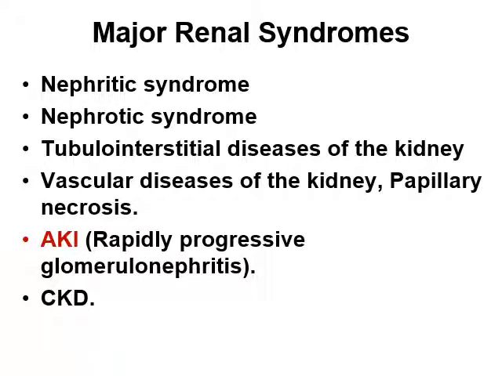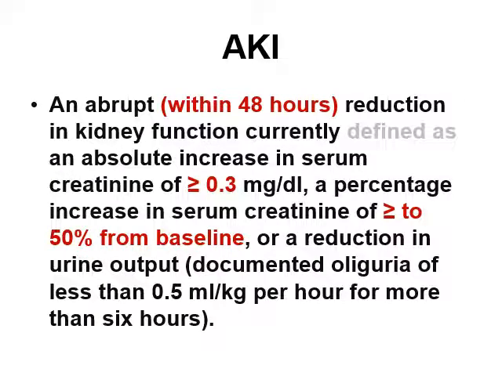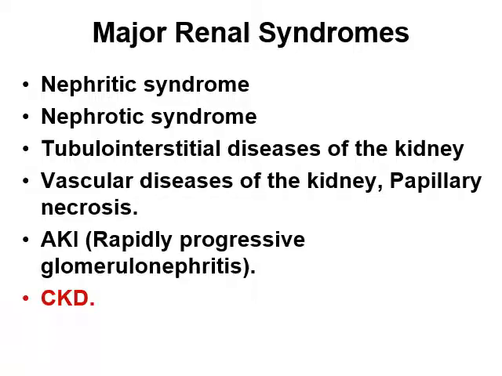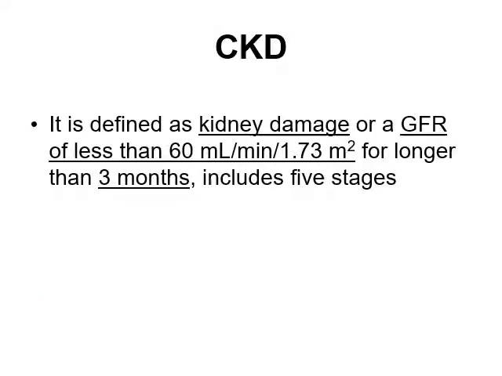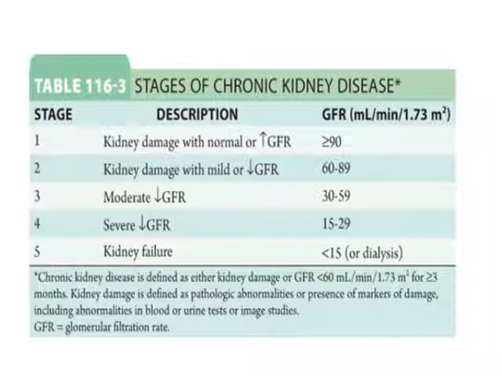AKI will be taken in a separate lecture, so I will not discuss more about it, because it will be discussed later on. And these are the causes. And CKD is defined as renal damage or diminution of the GFR to less than 60 milliliters per minute per 1.73 square meter surface area for more than 3 months. We'll discuss the stages later on in another lecture. So this is the first part of the lecture, which is renal syndromes.